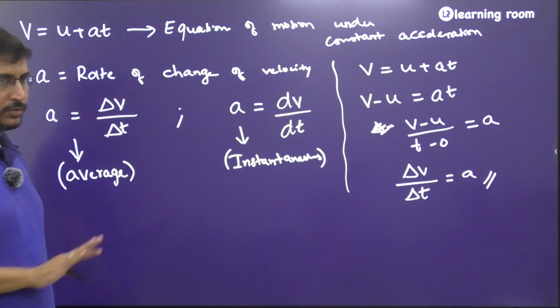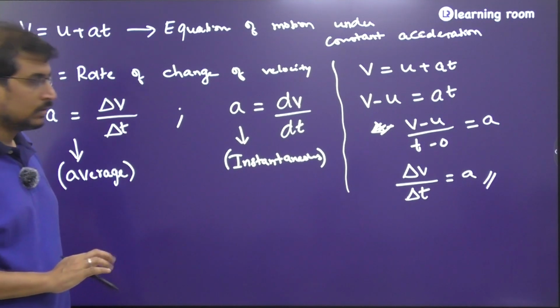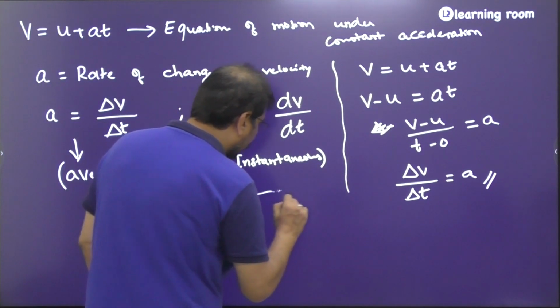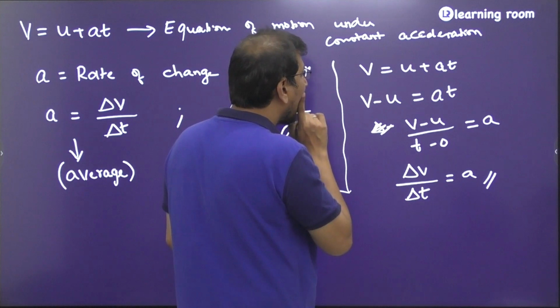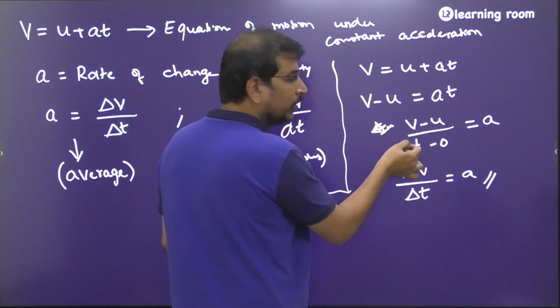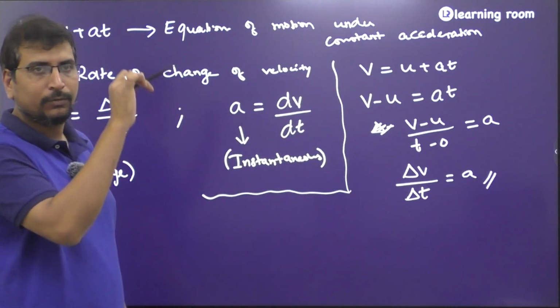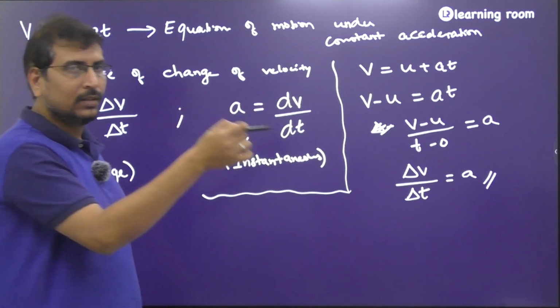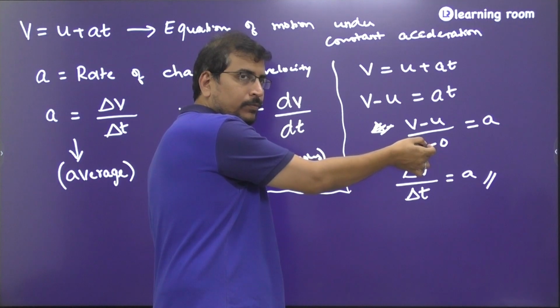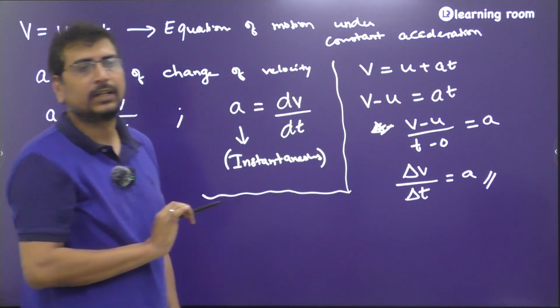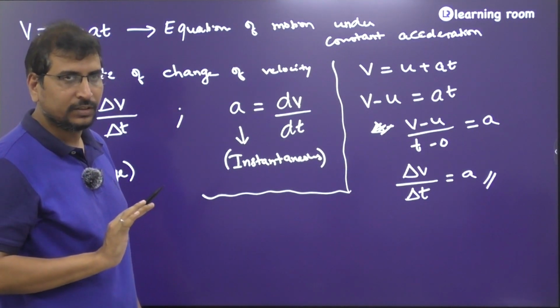I just reversed the process. Because I wrote only t in the denominator, if I need a difference, I have to write something minus something. The other something is 0. So I wrote it as delta v by delta t as acceleration. As of now, I hope this is clear.